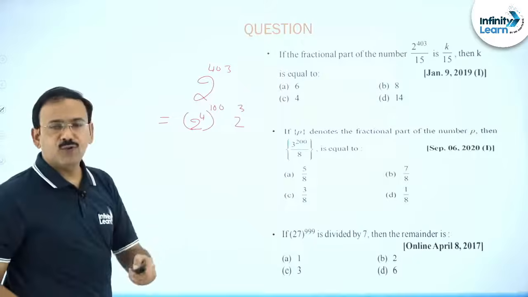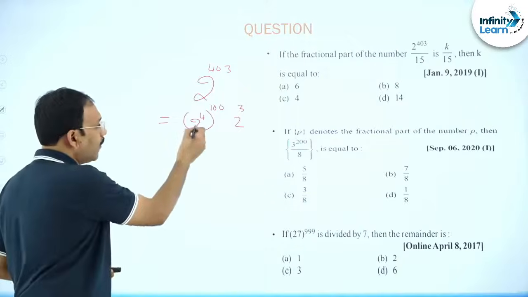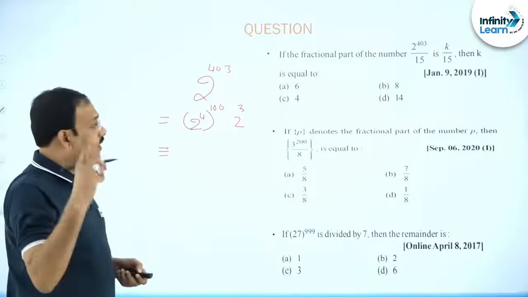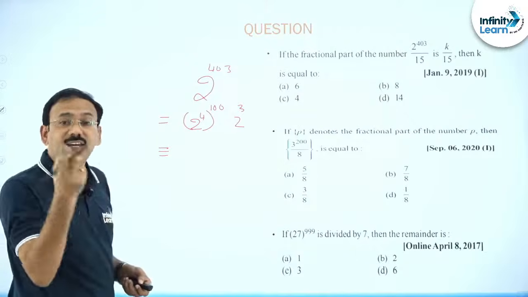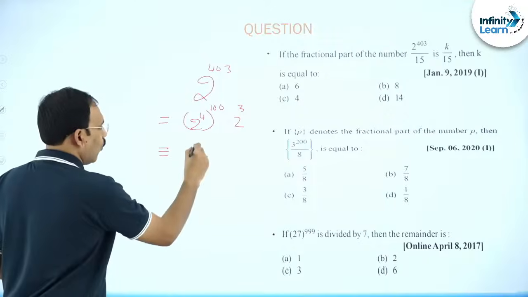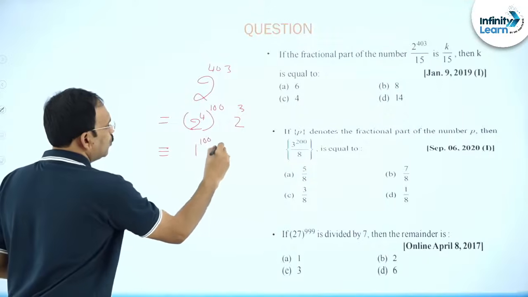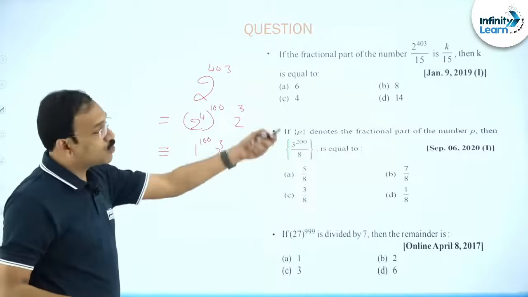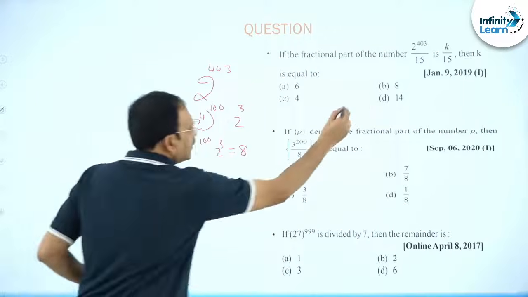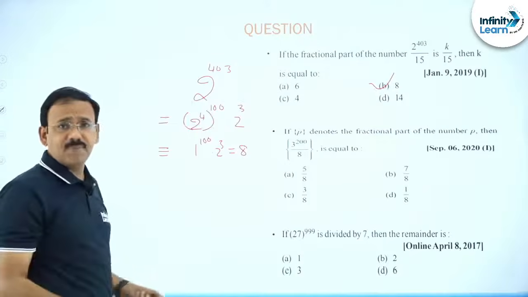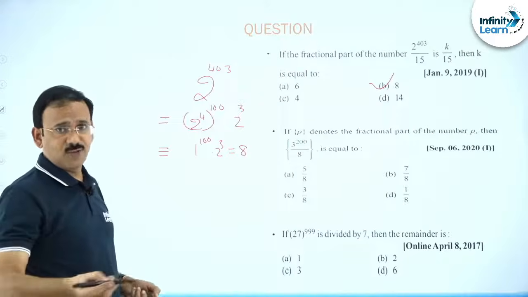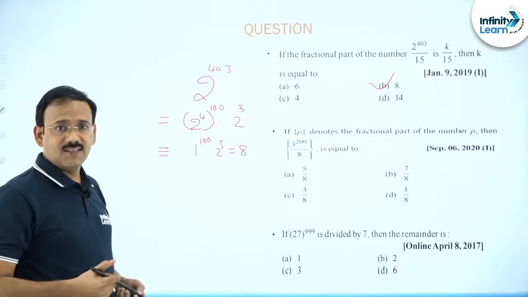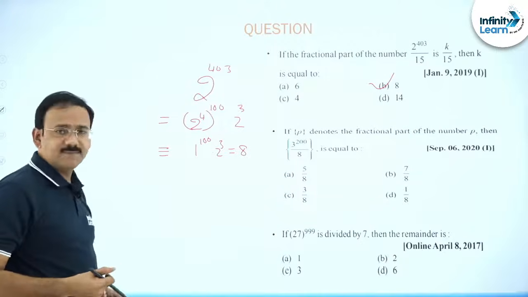I think all of you know, to find the remainder, 2 power 4 which is 16 can be replaced by the remainder when 16 is divided by 15, which is 1. So 1 power 100 into 2 cube, which is 8. You can say that 8 is the remainder, so you are going to get 8 by 15, so k is 8. Very simple. How much time did you take to answer this question? Is it not easy? The same logic you apply here.